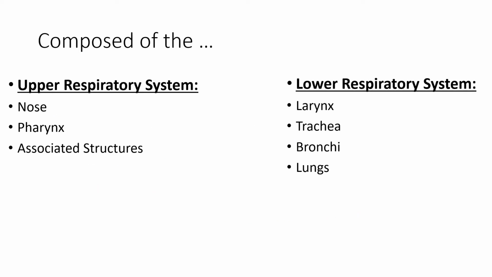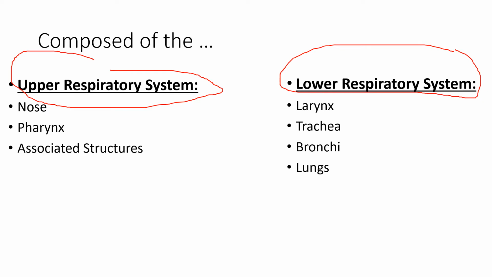So when we look at the respiratory system, we have the upper respiratory system, and then you have the lower respiratory system. Let's talk about the upper respiratory system, and that's what this video is focused on. The next one will be the lower, and then the third one will be on the exchange of gases. So upper respiratory is the nose, pharynx, and associated structures. And then the lower respiratory conducting airways are the larynx, trachea, bronchi, and the actual lungs.